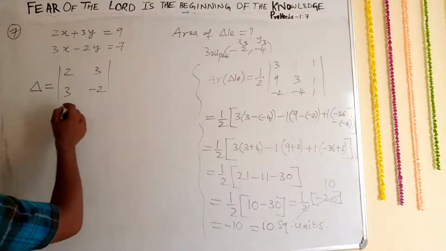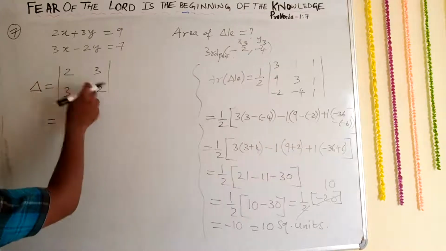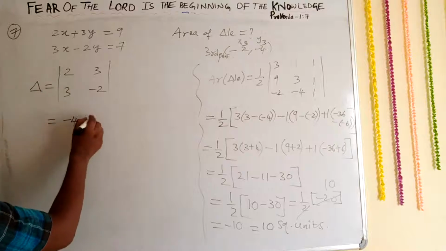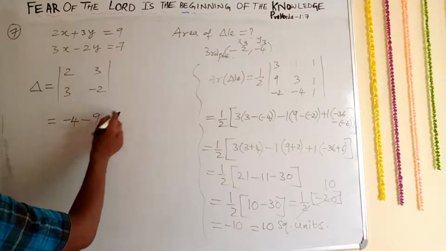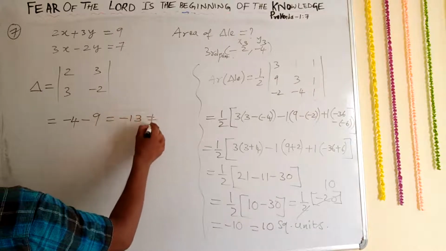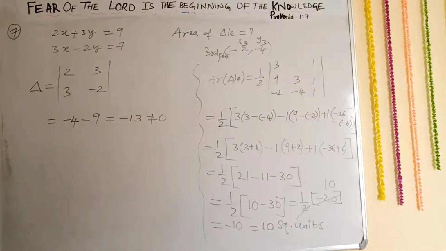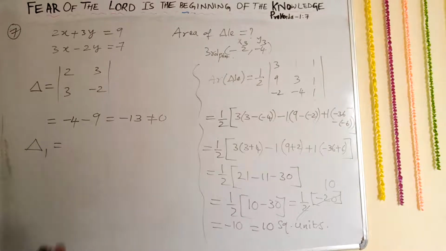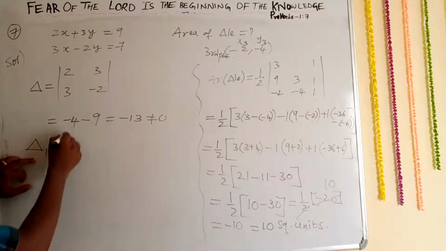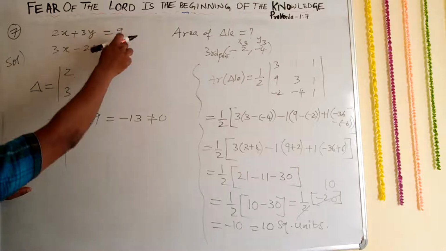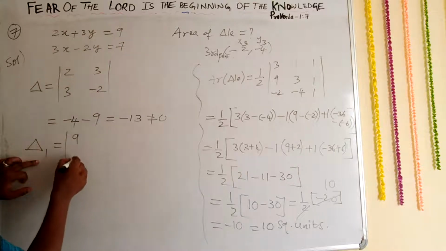Right. So now we can write this as 2 into minus 2, that is nothing but minus 4. And minus 3, 3s are 9. So minus 9 minus 4 is nothing but minus 13, which is not equal to 0. Now delta 1 we need to find. When you want to find delta 1, I am writing the solution directly. Delta 1 means the first column needs to be replaced with 9 and 7. So right here 9, 7.